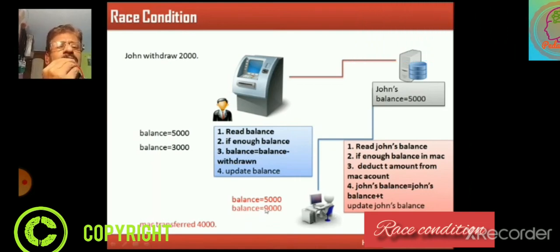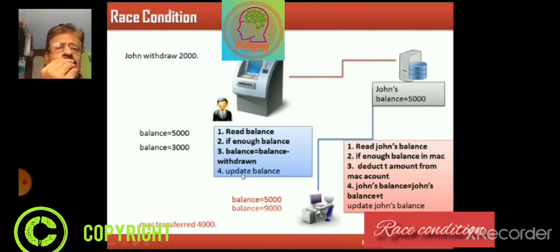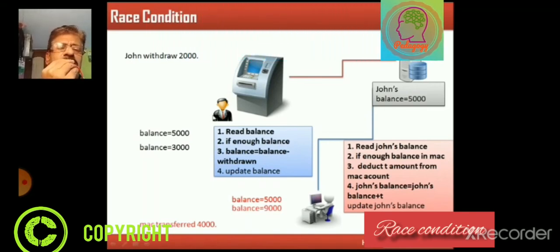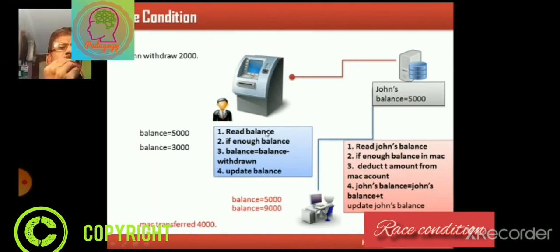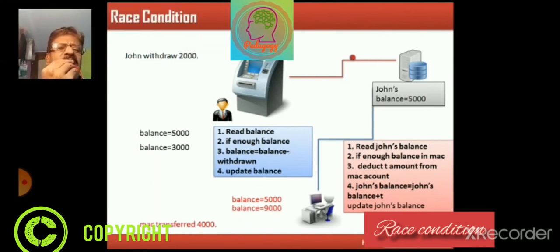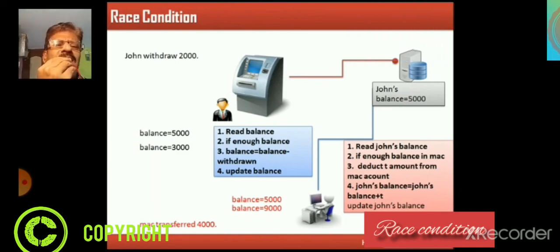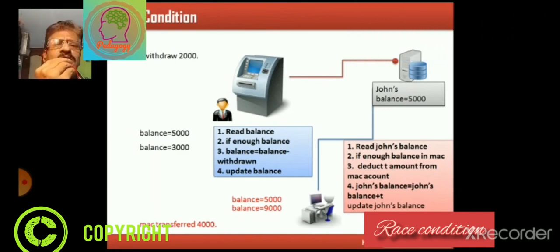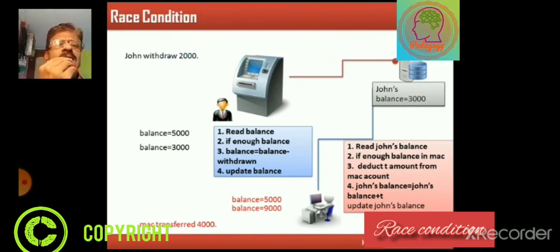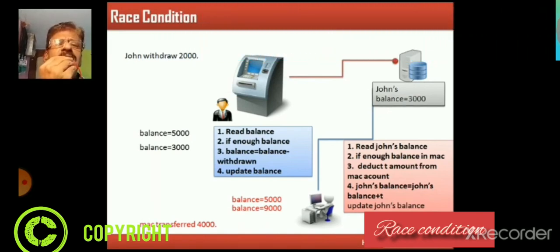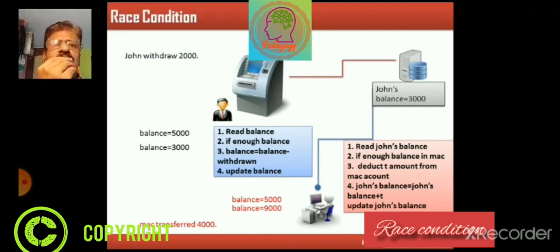That balance may be 3,000 plus 4,000, that means 7,000. It may be 5,000 plus 4,000. There are so many different kinds of outcomes that may happen. But if we maintain synchronization, then we can overcome this kind of race condition.